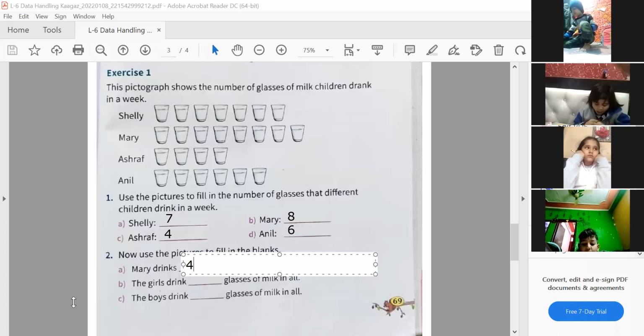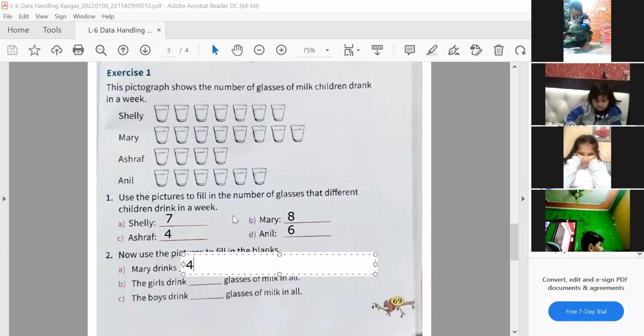Tejas, how many glasses of milk do you drink in a day? Oh, unmute yourself. Tanvi, stop playing with your palm. Two. Two times. Good. Yes.